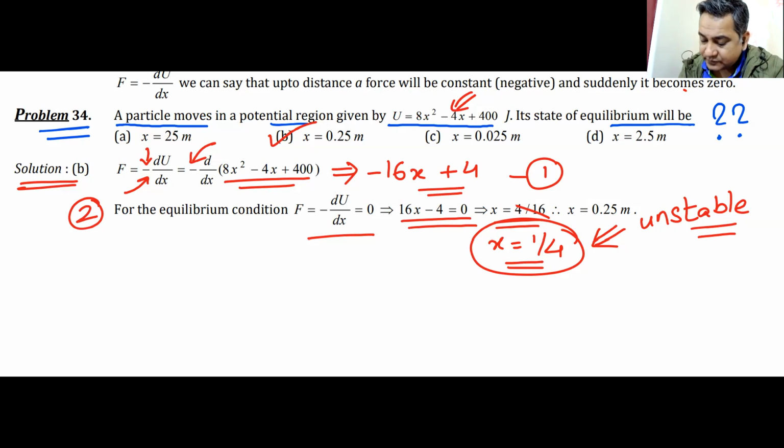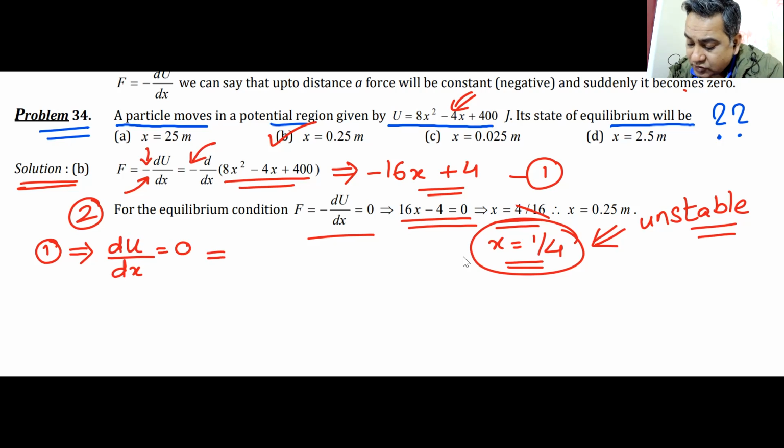You forgot the steps. To find what type of equilibrium it is, I have to do it stepwise. Step number one: I find the first derivative, du by dx, and that du by dx has to be equal to 0.